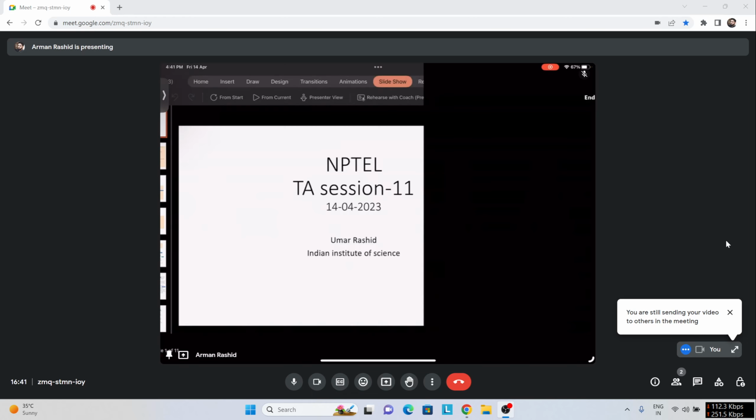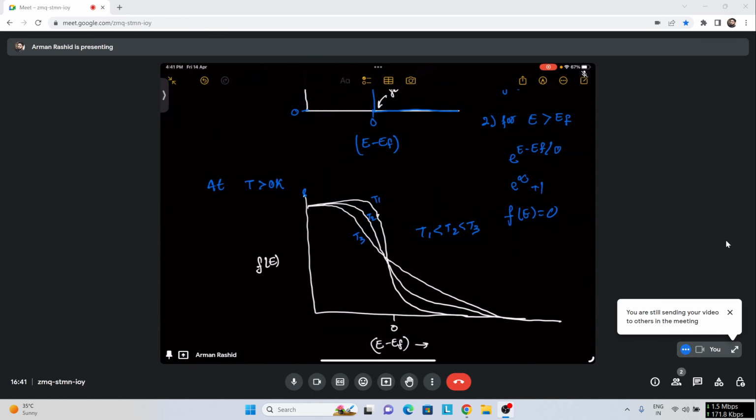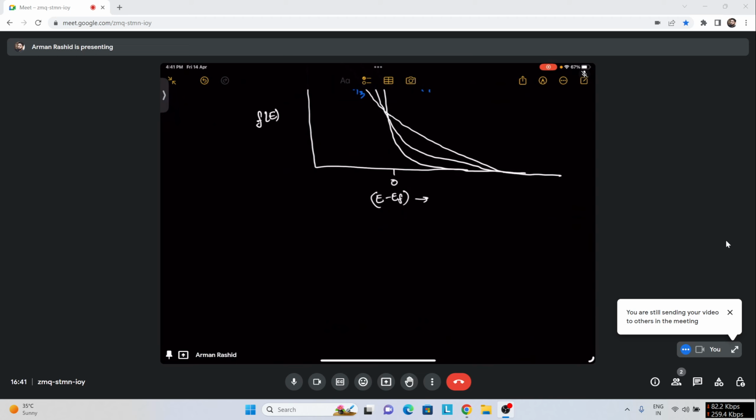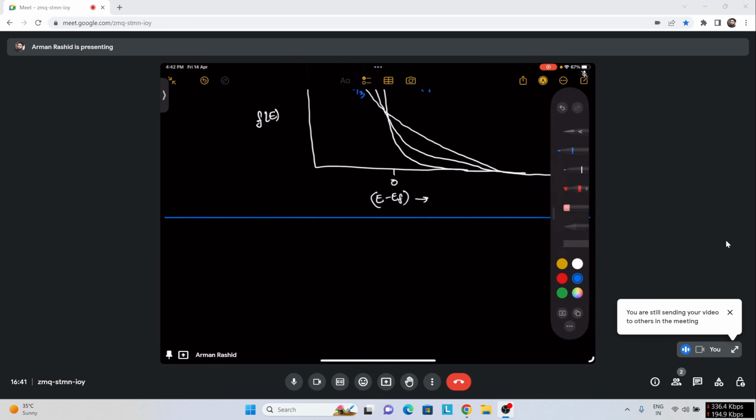Now we have almost finished the canonical and grand canonical systems. We'll go towards the partition function. So now we have a concept called the partition function. As I told you before, the partition function is fundamental to statistical mechanics.